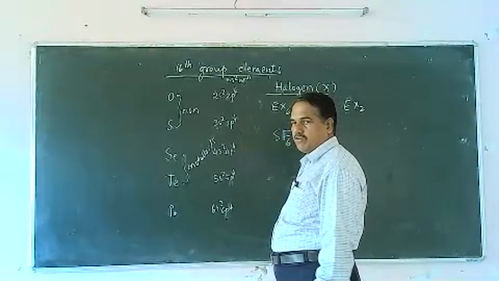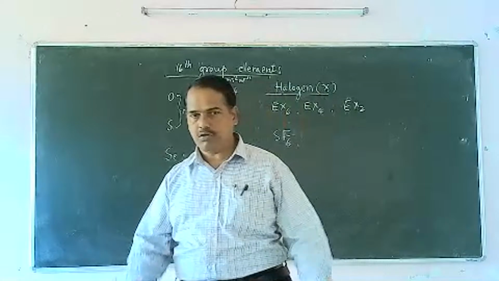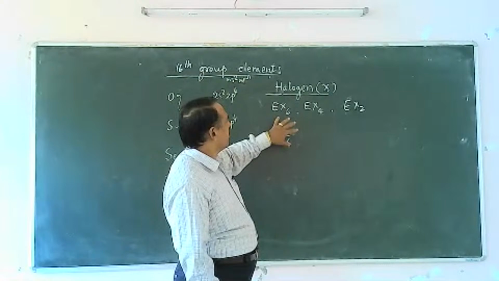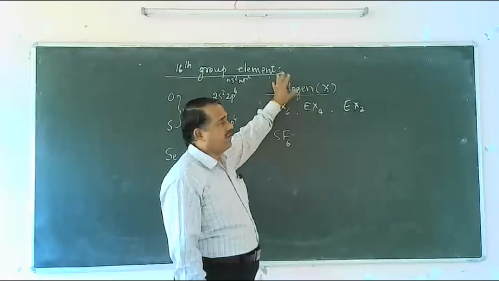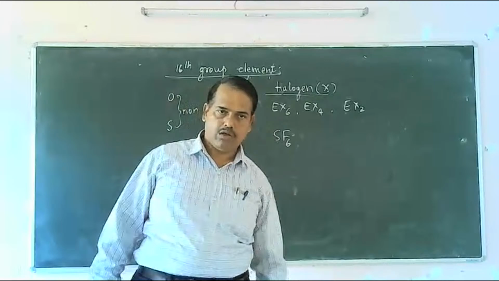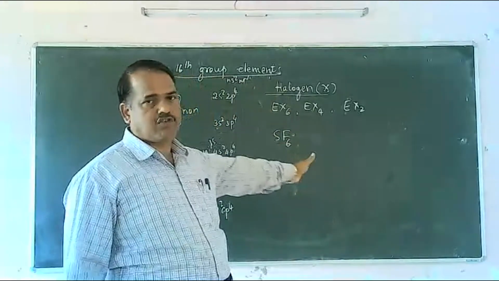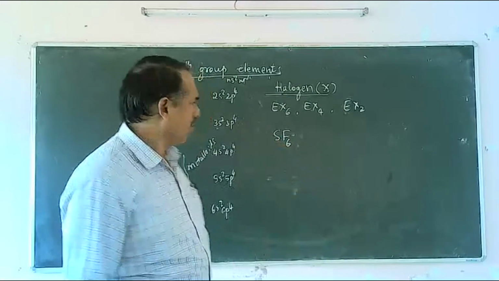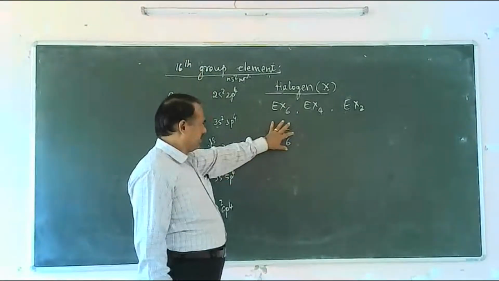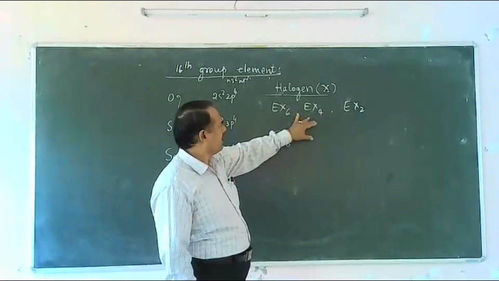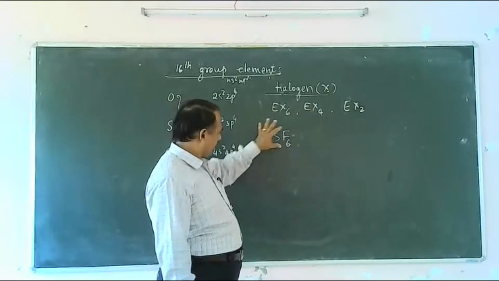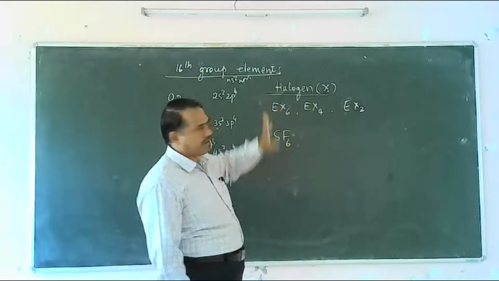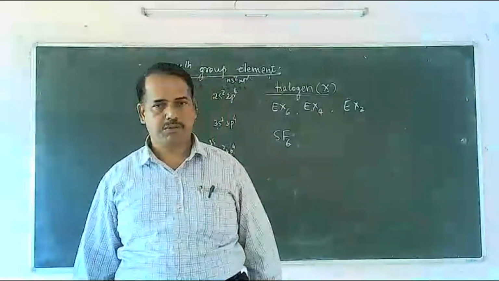If you go for oxygen and sulfur, they form compounds. So these are different types of compounds formed with halogens. As halogen is more reactive, and these halogens are very near, the next group, 17 group, they can easily react. And all these halides are covalent in nature. They form by sharing of electrons. So these are the reactions of halogens with the 16 group elements.